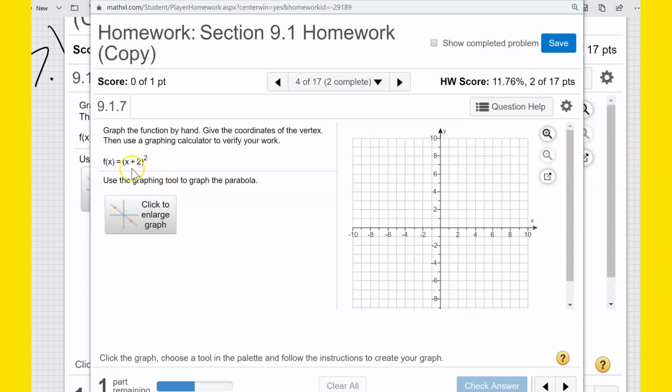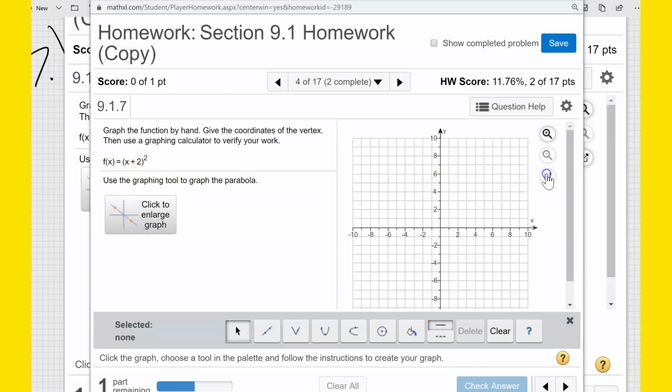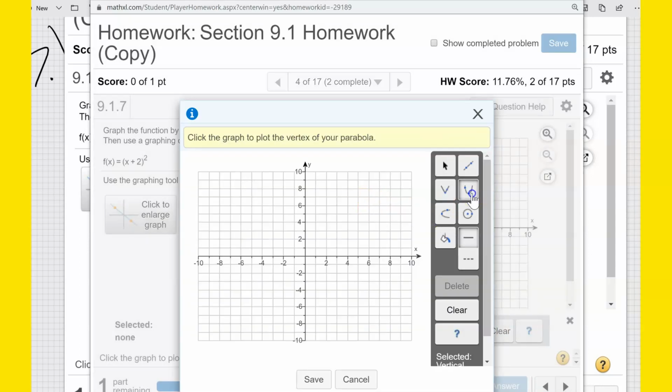All right. What's the vertex of this one? Since that's a plus 2 inside the parentheses, the vertex is going to be negative 2. And since there's nothing outside of the parentheses that's added, 0 will be the y-coordinate. Negative 2, 0 is my vertex.